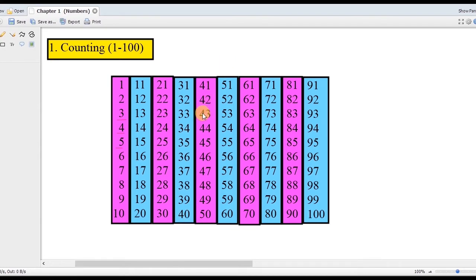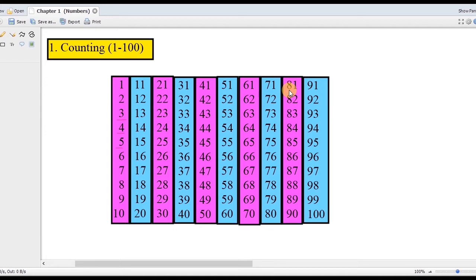41, 42, 43, 44, 45, 46, 47, 48, 49, 50, 51, 52, 53, 54, 55, 56, 57, 58, 59, 60, 61, 62, 63, 64, 65, 66, 67, 68, 69, 70, 71, 72, 73, 74, 75, 76, 77, 78, 79, and 80.